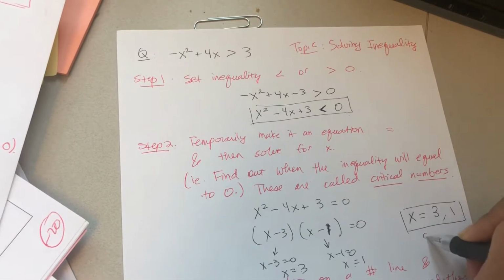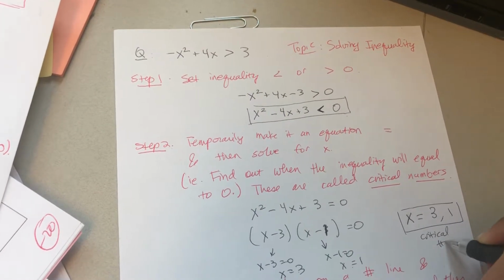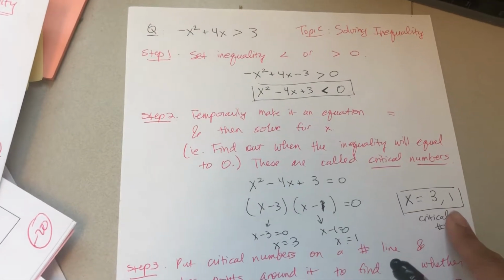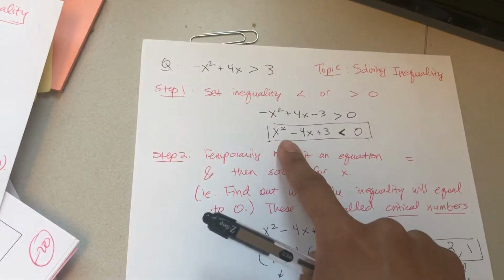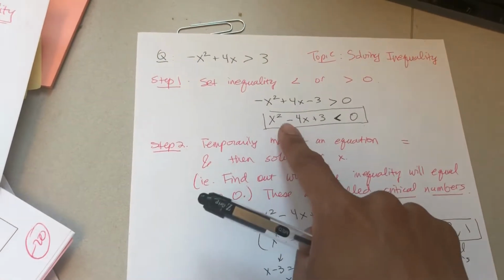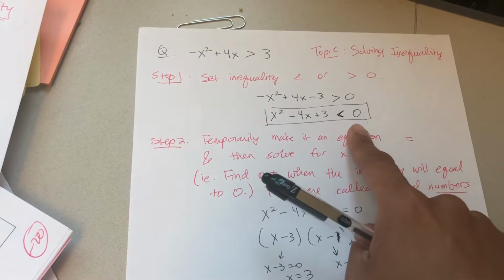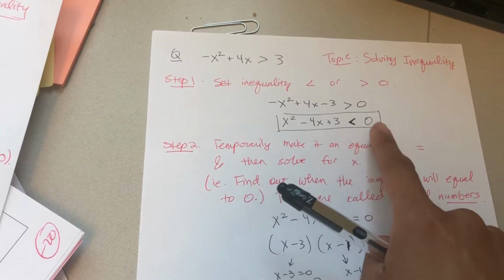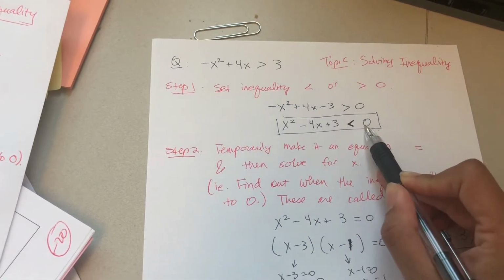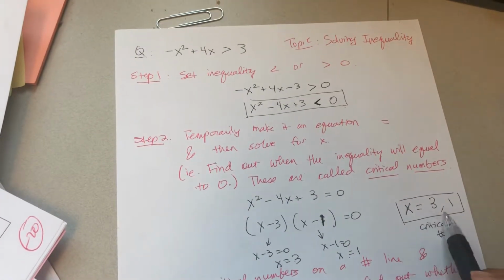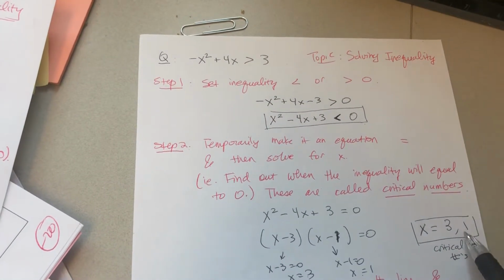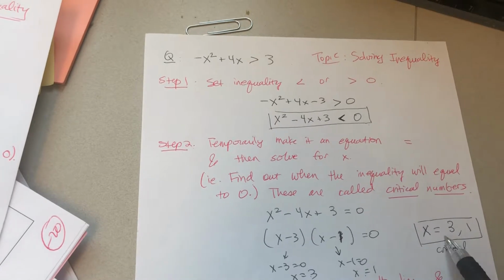These are what I call critical numbers. These are not your answer. These numbers, 3 and 1, are the numbers that will make this inequality equal to 0. So if I plug 3 and 1 into this inequality, it'll equal 0. But notice, we're not interested in when it equals 0. We want to know when will it be less than 0. So since at 1 and 3 it is going to be equal to 0, what happens around those numbers? What happens to the numbers that are in between 1 and 3?